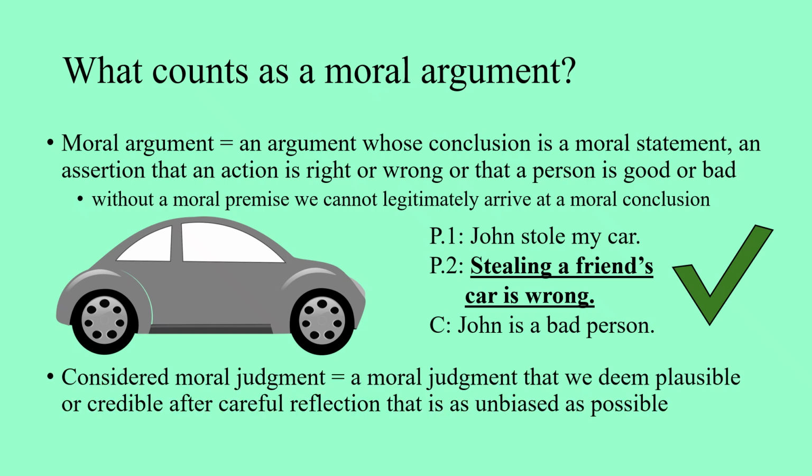Finally, one of the terms that you'll see throughout our readings is this idea of a considered moral judgment. A considered moral judgment is just the type of moral judgment that we think is plausible or credible after we have been reflecting on it in the most unbiased way possible. Think about the example of murder as an act again, right? We have a considered moral judgment that murder is wrong because we've reflected on it, and this moral judgment is a result of this unbiased rationalization that we've done. So this is what counts as a moral argument.